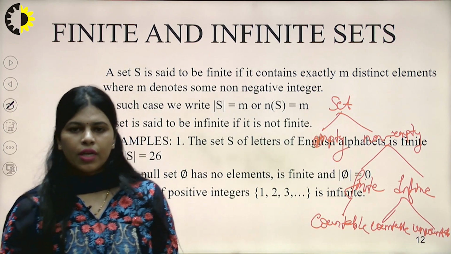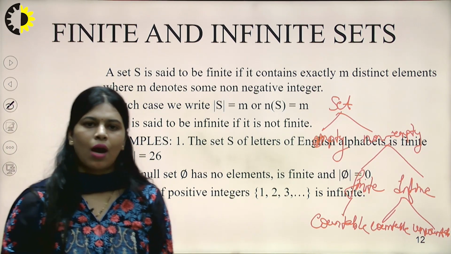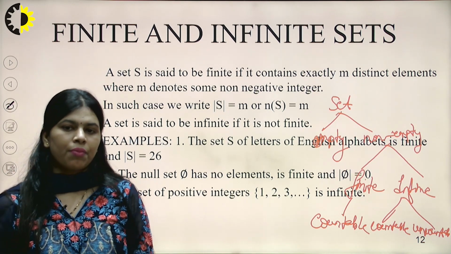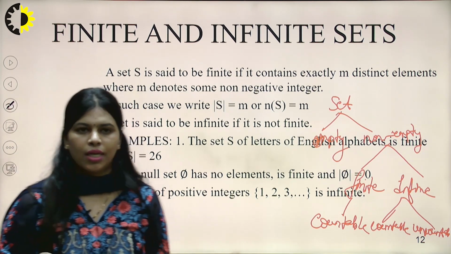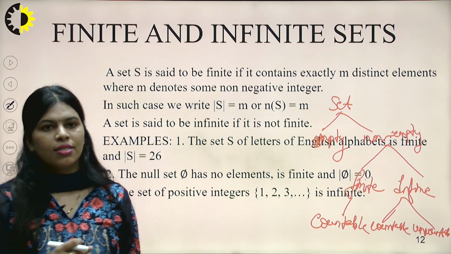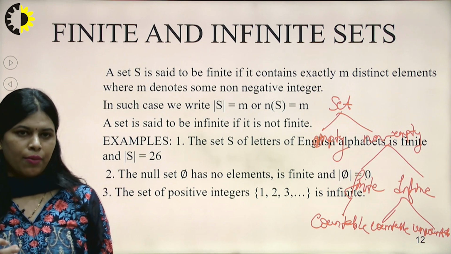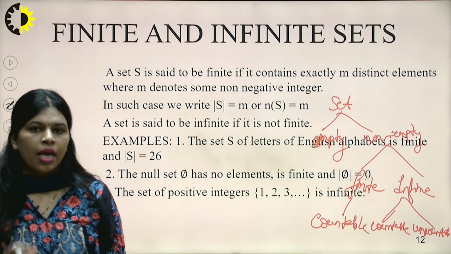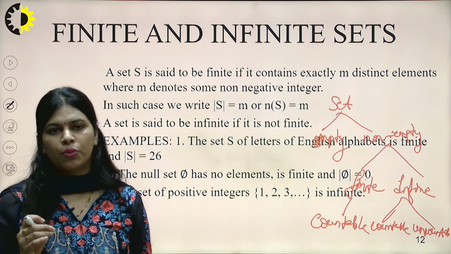So in finite there is a countable, means we have to count or we may count the number of elements presented in a set. But in infinite we may count the elements or we may not count the elements presented in a set. As you have seen the definition of finite, a set S is said to be finite if it contains exactly m distinct elements, where m denotes some non-negative integer. It means in finite we may count the exact number of elements presented in a set.